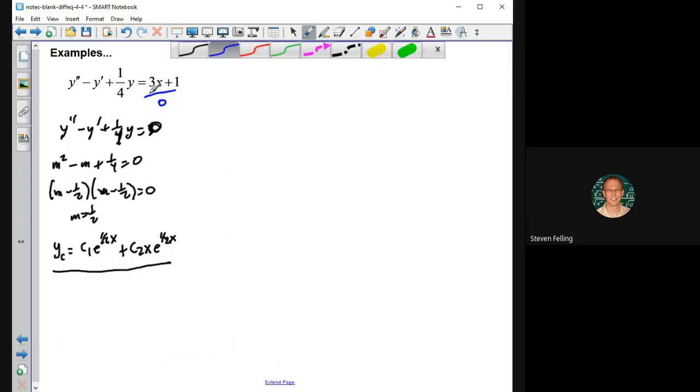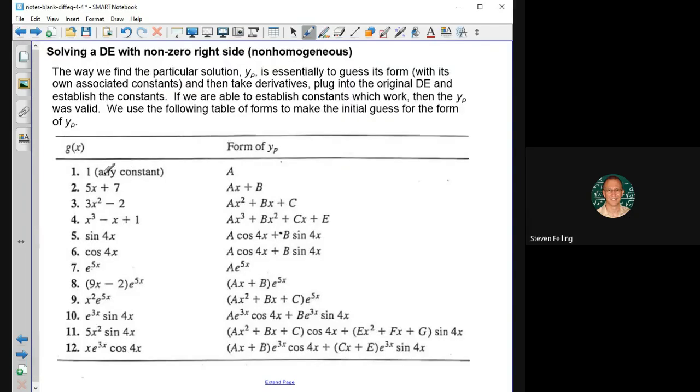Okay, so nothing new so far if that was a homogeneous equation, but now we're going to learn the method for handling this on the right-hand side. So we're going to be working on yp, the particular solution. Kind of confusing terminology, but we'll call it yp, the book does. And so I go looking at this table. This is a polynomial of degree 1, right? 3x plus 1. So if you look at the table, it looks like if I have a polynomial of degree 1, then we should guess that yp is ax plus b.